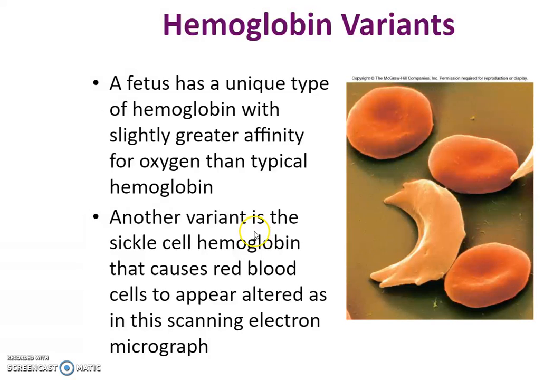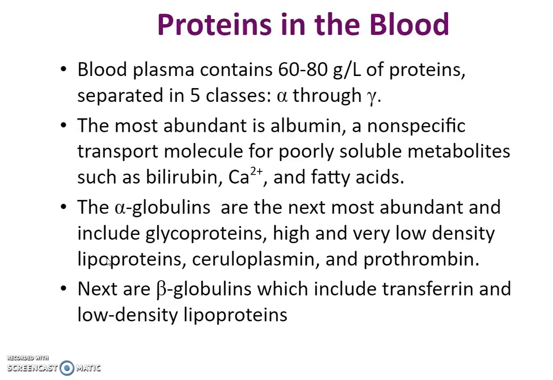Another variant is the sickle cell hemoglobin that causes red blood cells to appear altered. So they look a little bit different, and they can cause problems with getting clogged or forming clots. It can decrease the life expectancy of somebody that has sickle cell anemia.